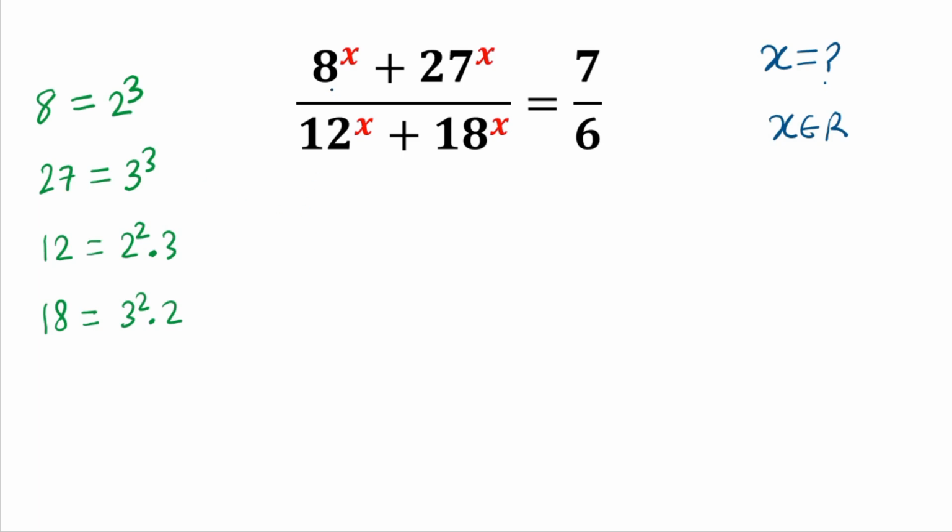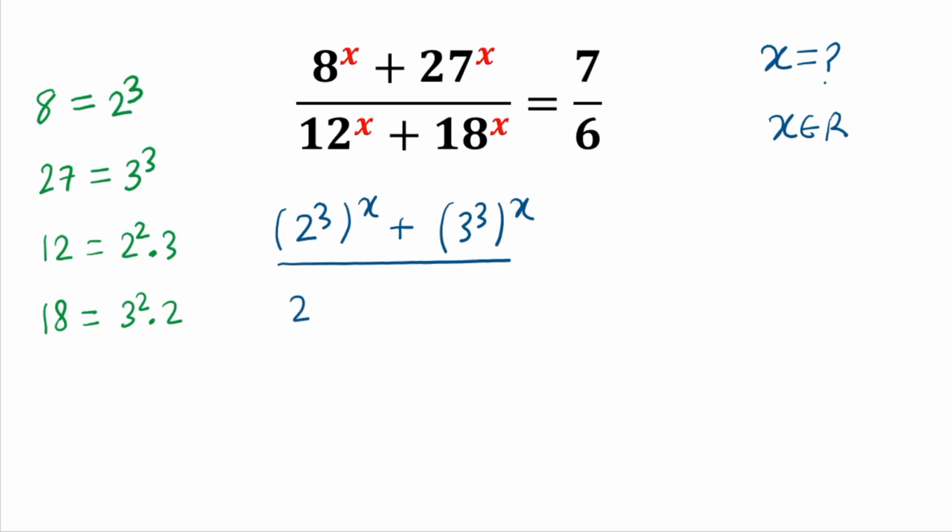Now replace 8 by 2^3, so we get (2^3)^x plus, replacing 27 by 3^3, (3^3)^x, and divide by, replacing 12 by 2^2 times 3, (2^2 times 3)^x plus, replacing 18 by 3^2 times 2, (3^2 times 2)^x, which equals 7/6.